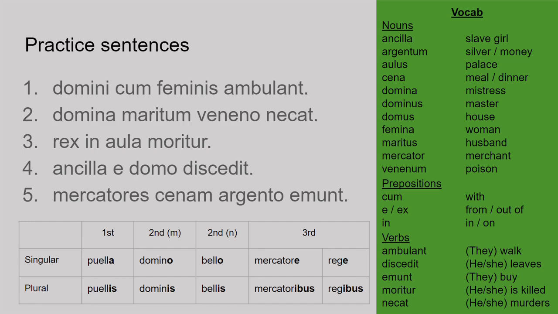Finally, mercatores cenam argento emunt. Mercatores is a plural nominative, so the merchants are in charge of this sentence. Then I find my verb, in this case it's emunt, they buy. Cenam is my accusative, the object of the verb. The merchants buy the dinner. Then I'm left with argento. It's an ablative singular. It means with money. So altogether, this last sentence means the merchants buy dinner with money.